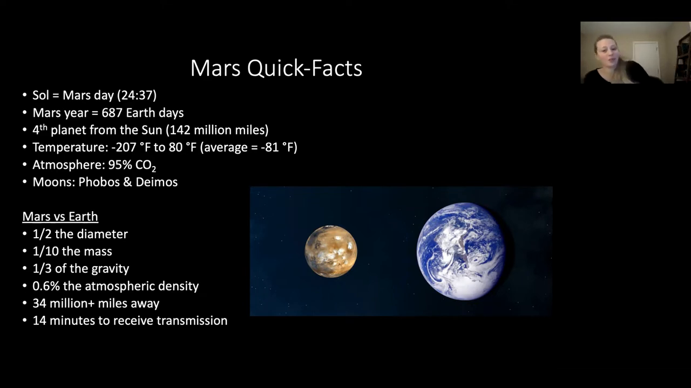The Mars atmosphere is 95% CO2, so pretty different from ours. But it's also significantly thinner than Earth's atmosphere. It has less than 1% of our atmospheric density. So Mars' atmosphere wasn't always this way. It likely had more of an atmosphere before it lost its magnetic field. And so it likely in the past had more protection from the sun's harmful radiation and likely prevented water from evaporating and being lost to space like it is today. Mars is about half the diameter of Earth and it has 1/3 of our gravity.